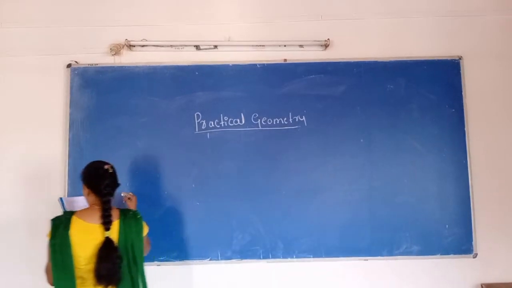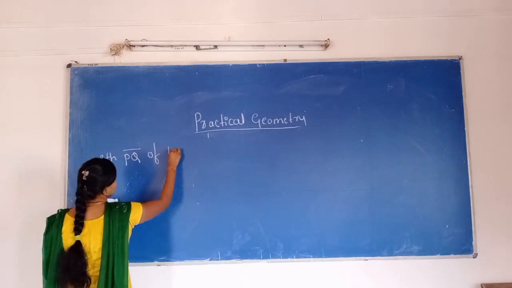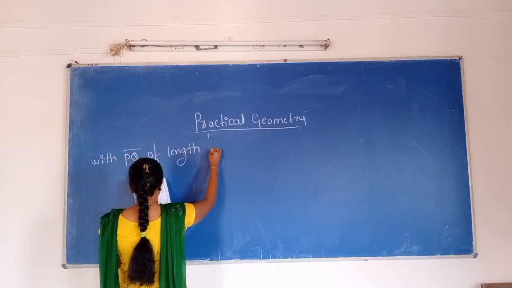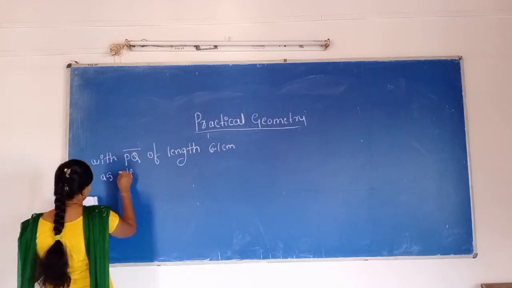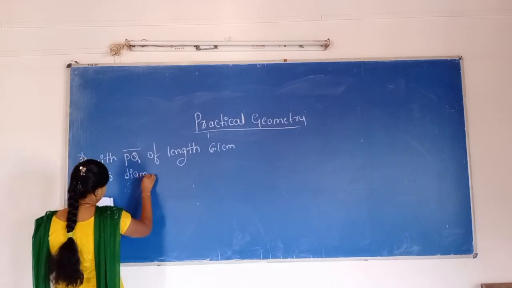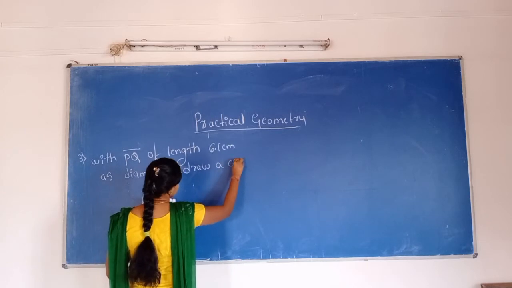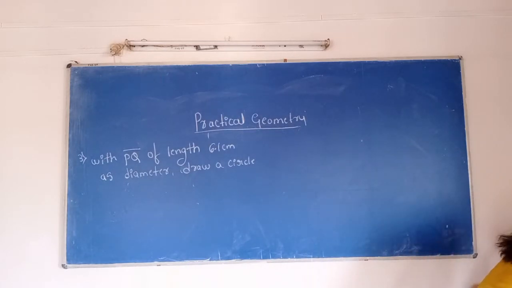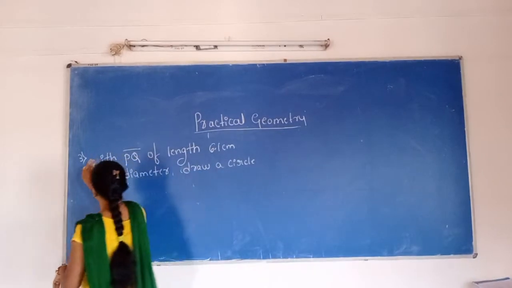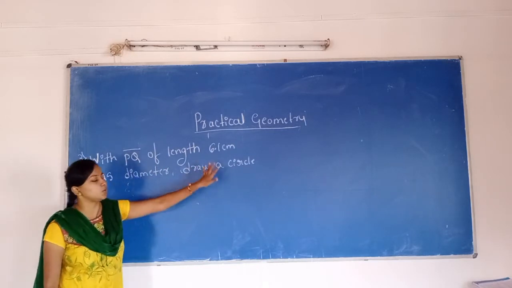Okay, next question. With PQ line segment of length 6.1 centimeter as diameter, draw a circle.